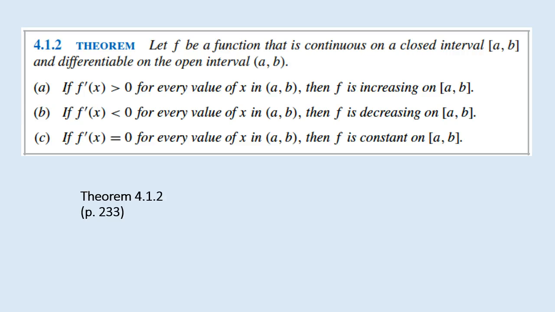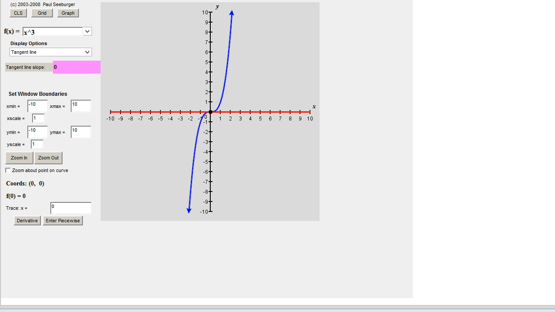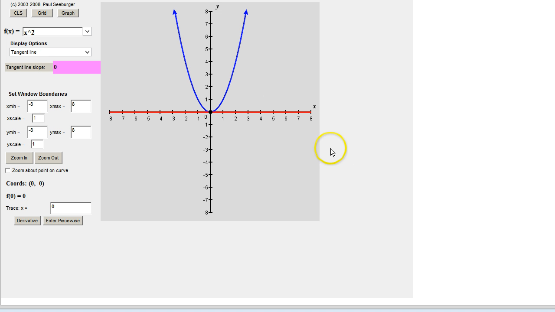Let's take a look at a couple of graphs. We're going to start with x squared. I'm using Paul Seeberger's applet here. On the left hand side, just keep your eye on the slope of the tangent line. Our graph goes from decreasing to increasing.